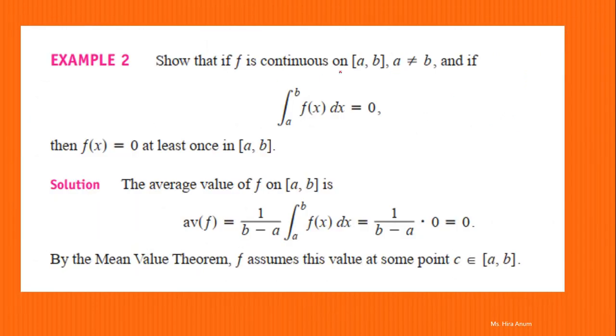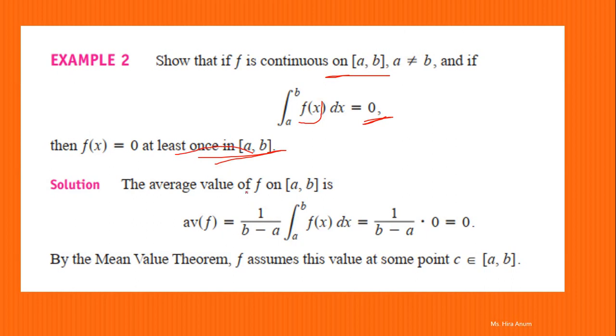Show f of x is continuous on the interval a not equal to b, and if the function equals 0, f of x equals 0 at least once in the graph. Because this is continuous and this is equal to 0, this value is 0 at least at one point on the given closed interval.